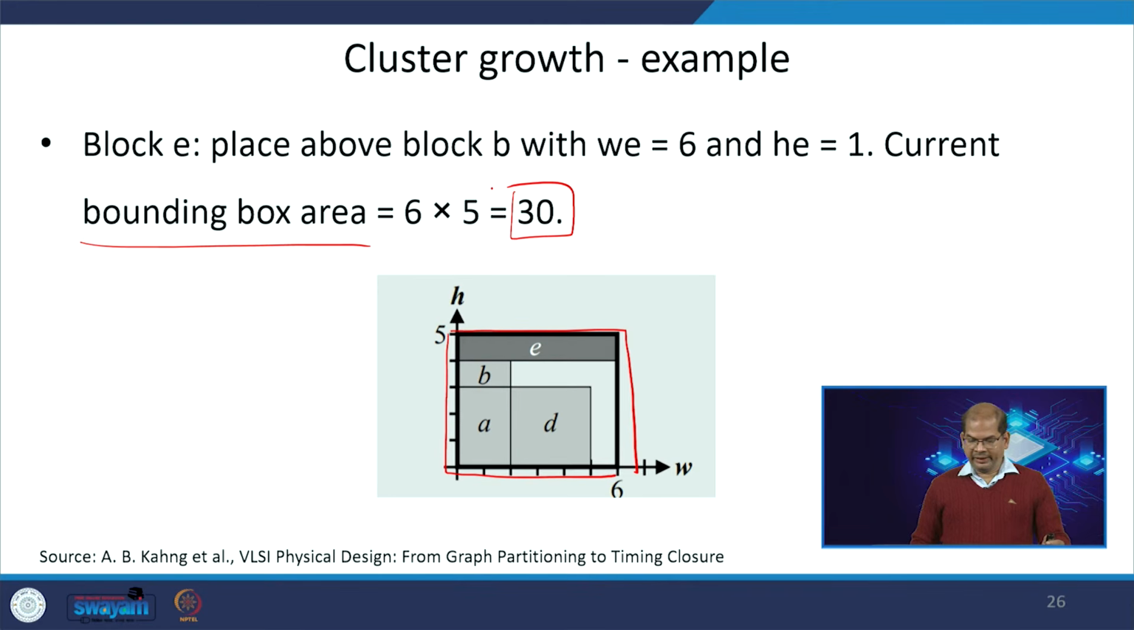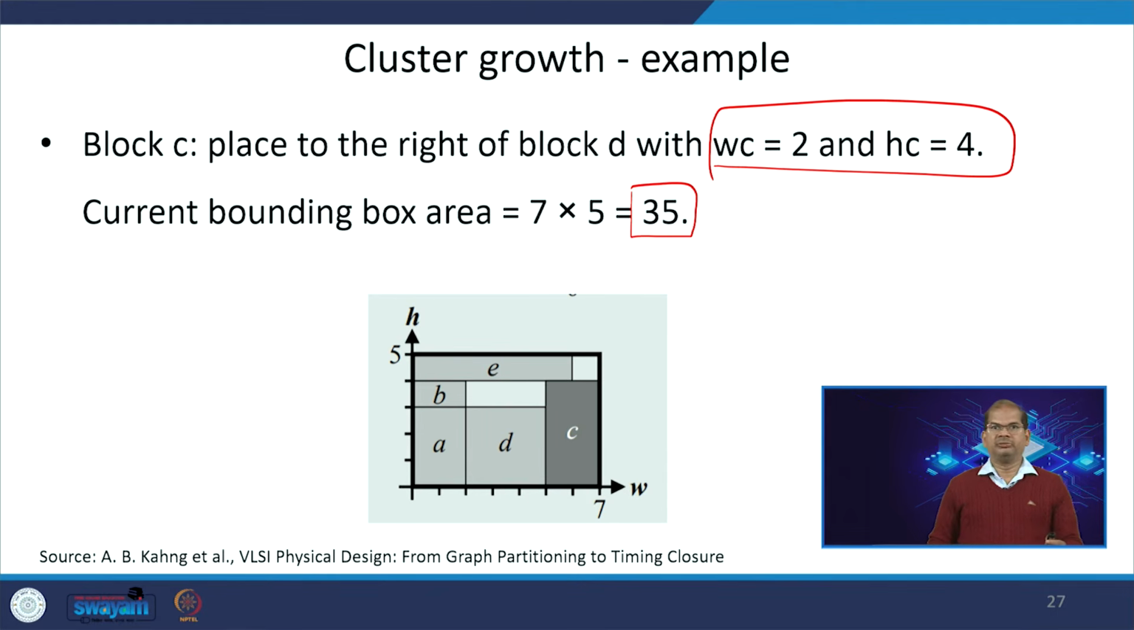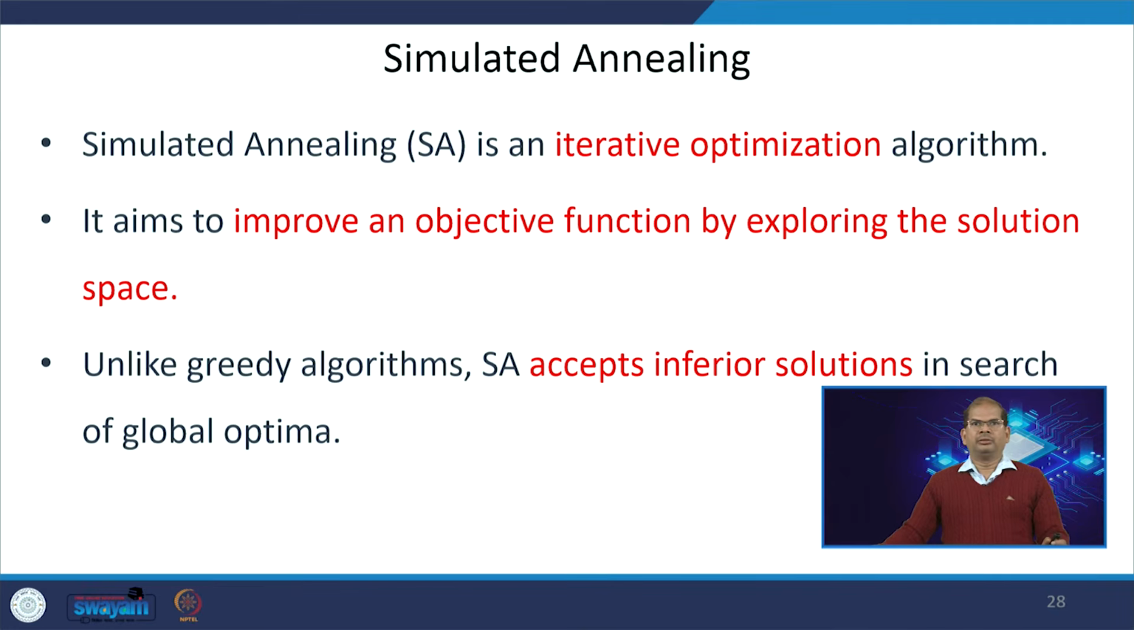Now, I have placed A, B, D, E, then I have block C. This is the aspect ratio of the block C. Now, if I place this block, my total bounding box area is 35, and this is the placement using the cluster growth algorithm. So, we will discuss simulated annealing.